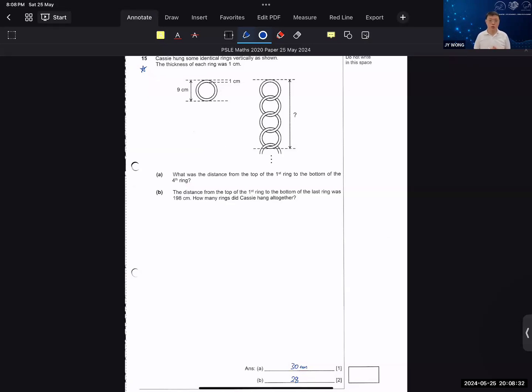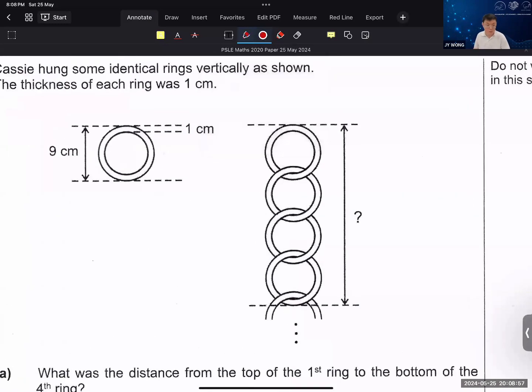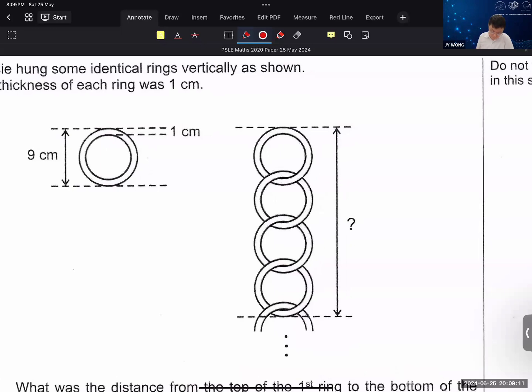This is a number pattern question. This is a number pattern question. Why is it a number pattern question? It has to do with how you divide the figure. Now, you don't necessarily have to do it as a number pattern, but it will help you to visualize certain things.